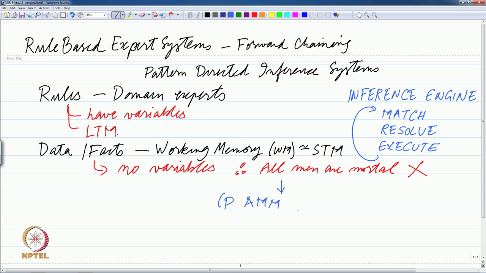It says that if I have a pattern of this kind, then I can add, and the term they use is make, another pattern.